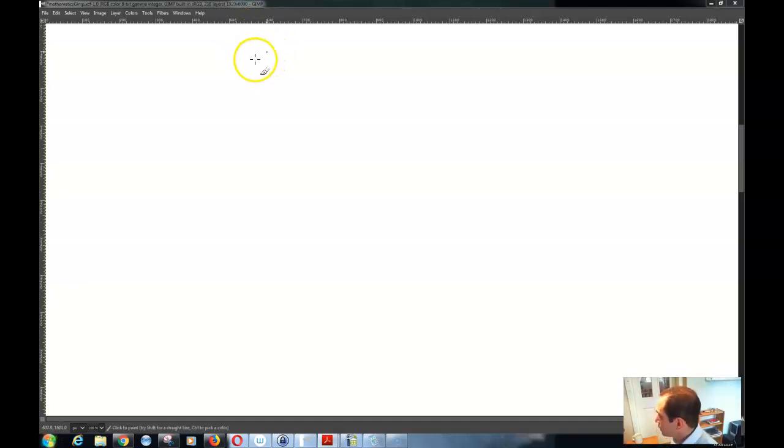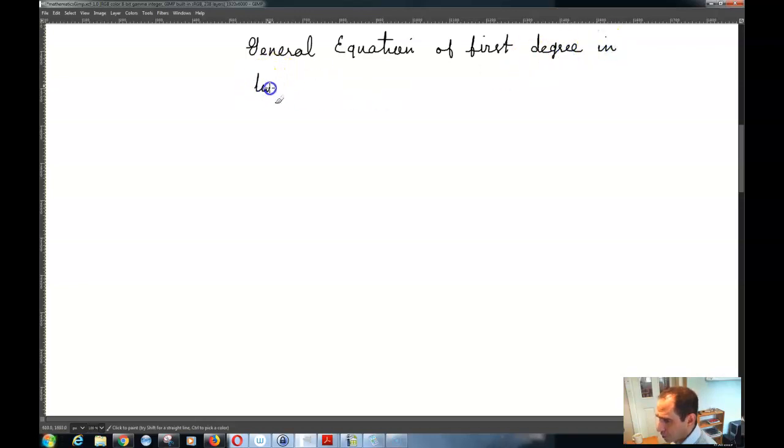So there is something called the general equation of first degree in two variables. Of course, it's a very simple concept, but it has a big name. And that is basically ax plus by plus c is equal to 0. And that, as you know, is the equation of a straight line.